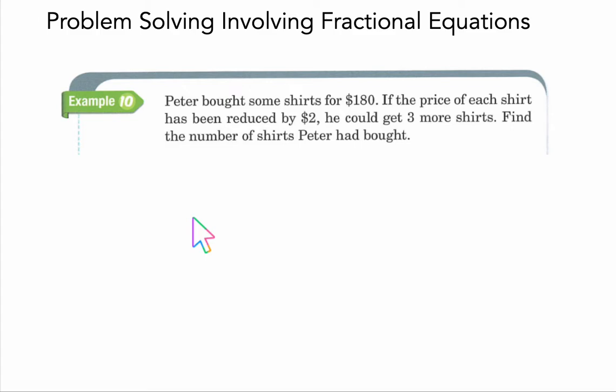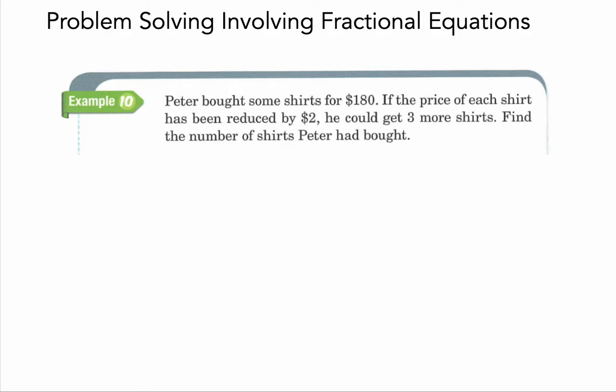It says that Peter bought some shirts for $180. That was the total for all the shirts. If the price of each shirt has been reduced by $2, he could get 3 more shirts. Find the number of shirts Peter had bought. All right, go ahead and pause the video and try it on your own first.